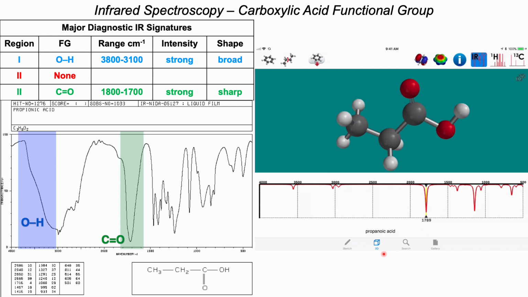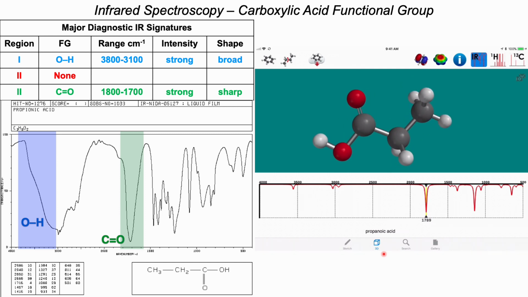And again, the app iSpartan is calculating that spectrum using equations based on empirical evidence of where these signals are observed in the actual spectrum.